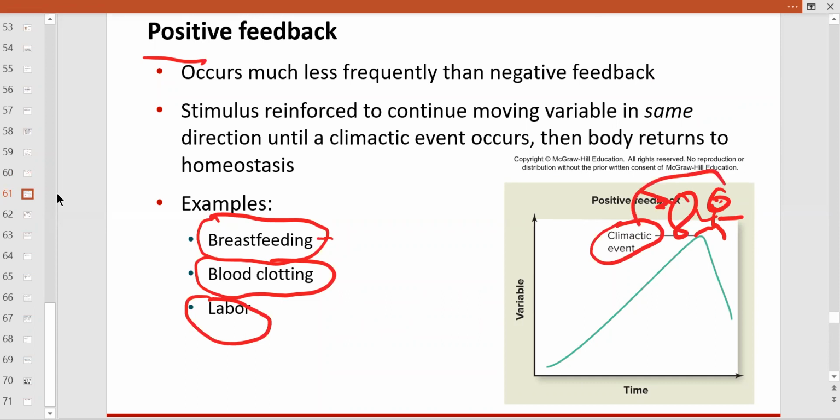Looks like the baby's holding the placenta in that picture. Beautiful drawing.